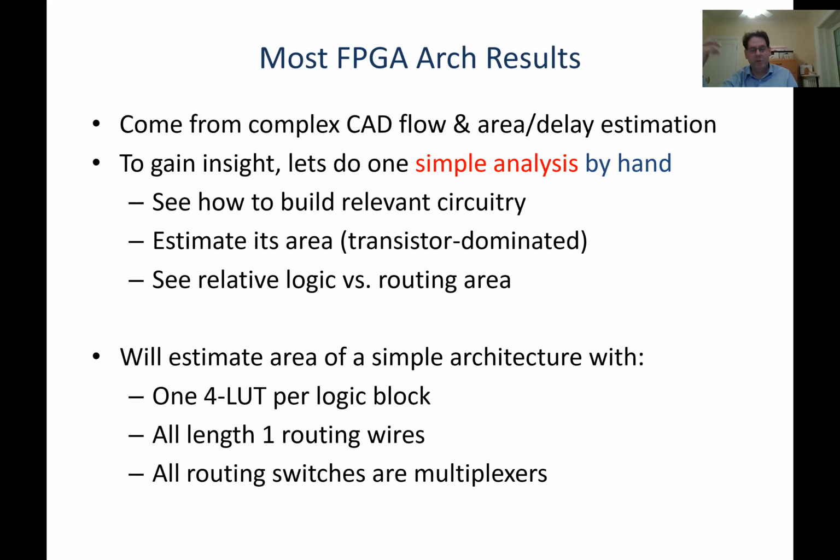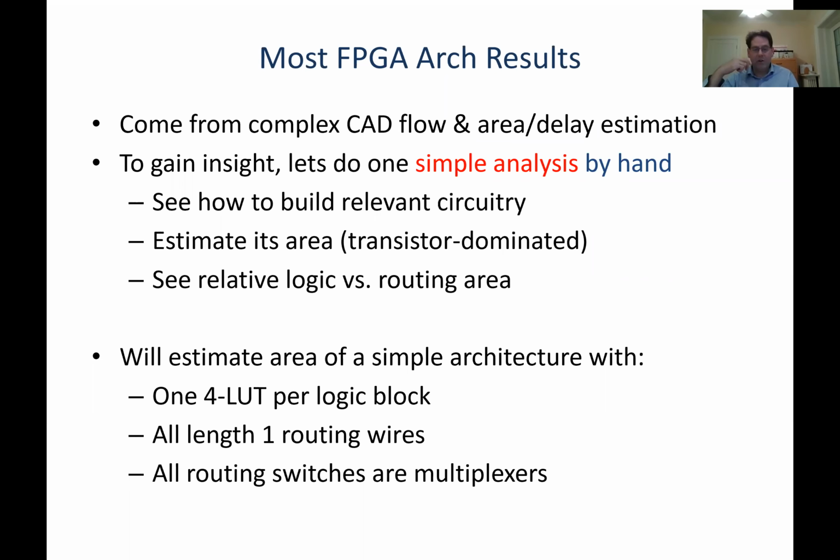We're going to build a simple FPGA at the circuit level. What would the schematics look like? Estimate the area, and then see, with those simple estimates, how much area would go into the logic versus the routing. We're going to do that for a fairly simple architecture: a single 4-input lookup table per logic block, so not cluster-based logic blocks.